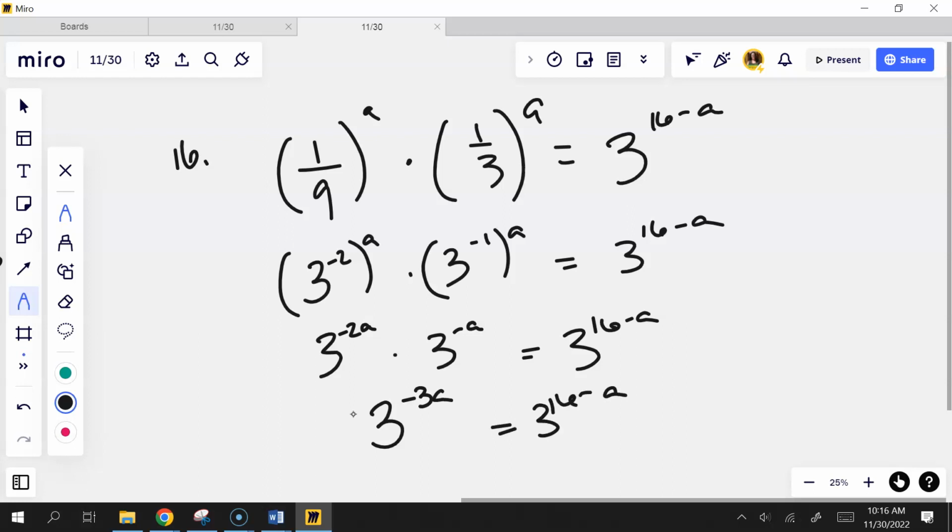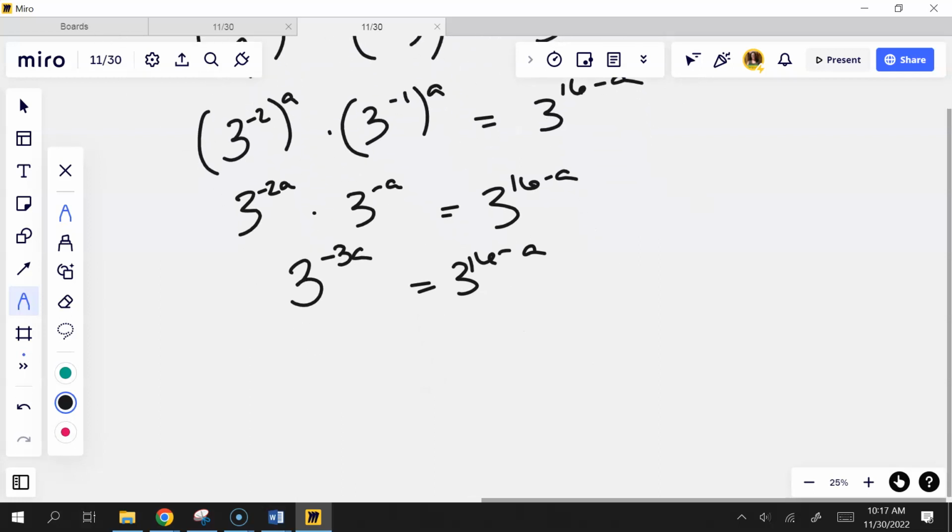Set them equal. Quit because of y'all? I think not. Negative 2a equals 16, so a is negative 8.